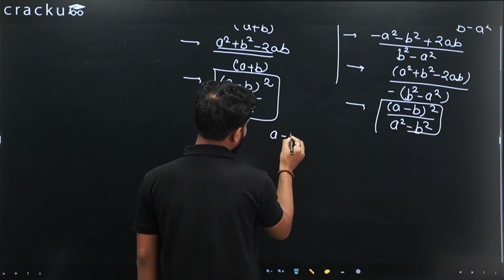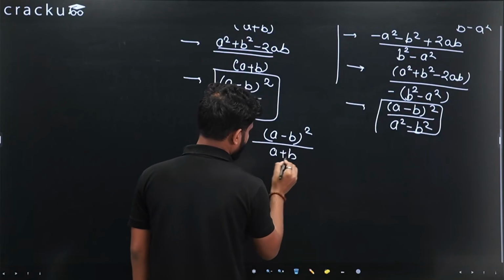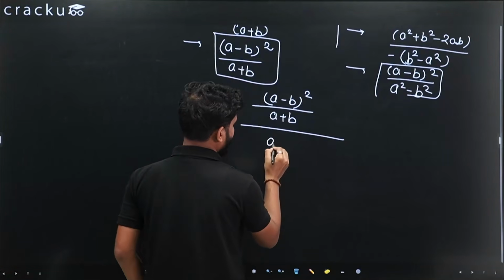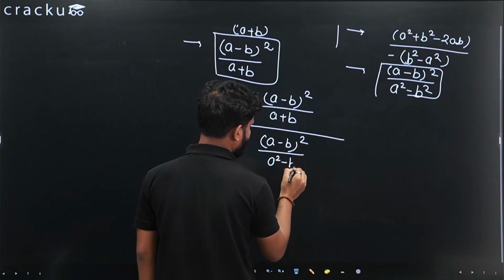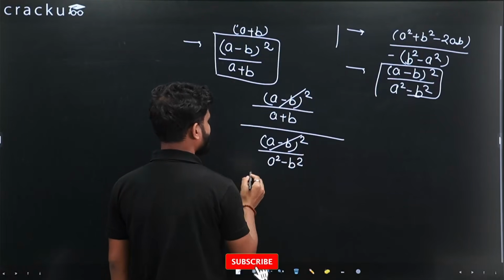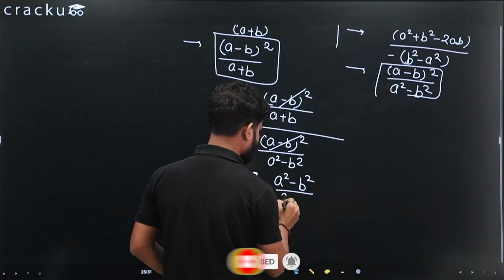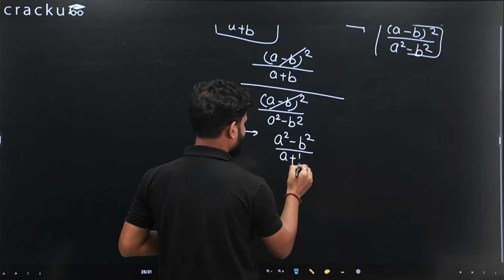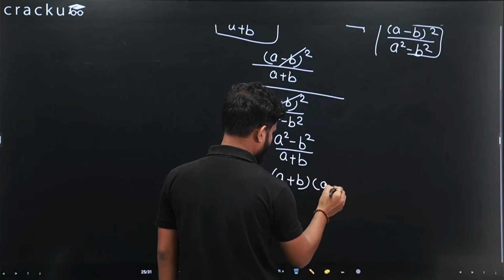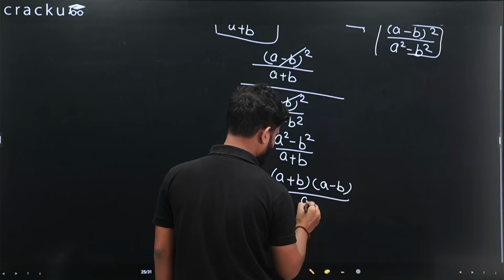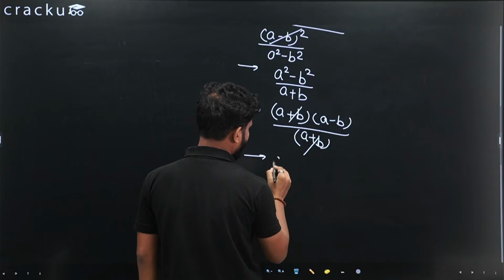So I have A minus B whole square upon A plus B divided by A minus B whole square upon A square minus B square. So A minus B whole square will get cancelled and this will be A square minus B square upon A plus B. A square minus B square is A plus B into A minus B upon A plus B. So A plus B will get cancelled and this will be A minus B.